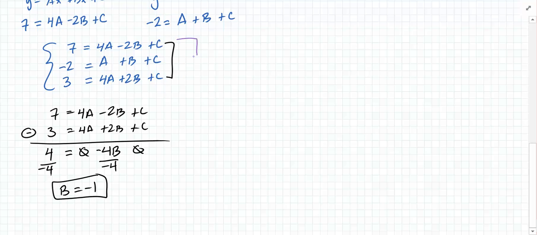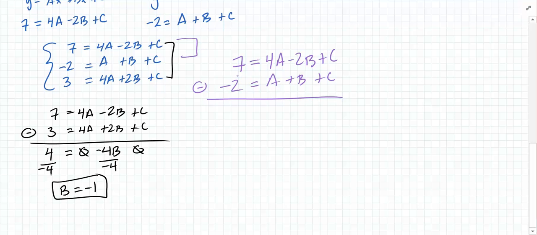So 7 equals 4a minus 2b plus c. And then negative 2 equals a plus b plus c. And again, I'm just going to subtract. So 7 take away a negative 2, how much is that? 9, right? Positive 9. 4a minus a is 3a. Negative 2b minus b is a negative 3b, right? And then c minus c goes away.